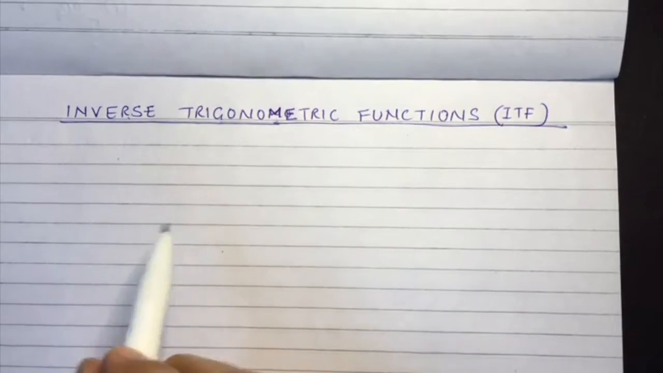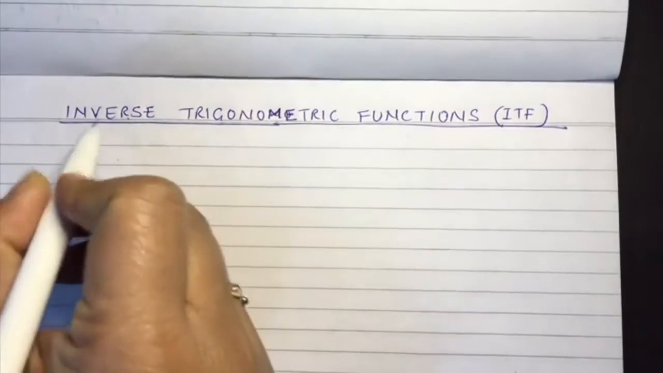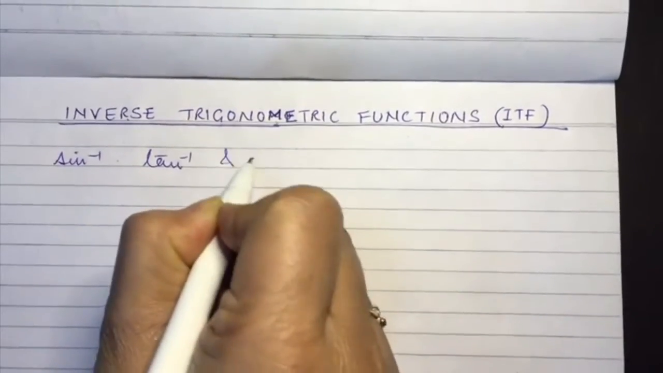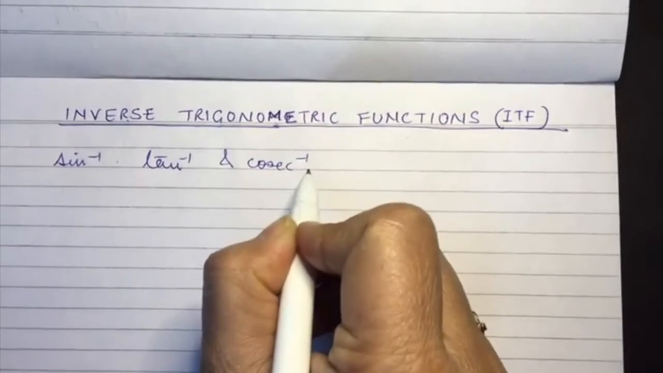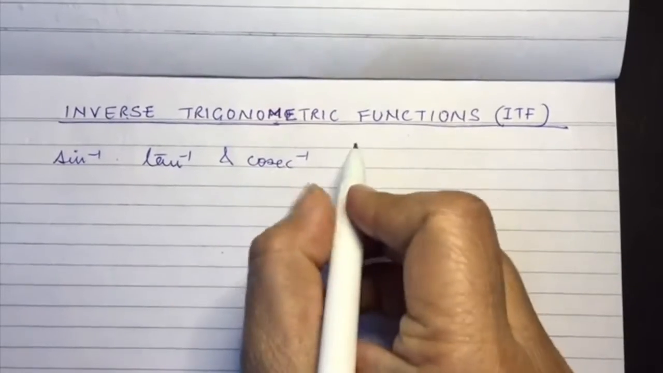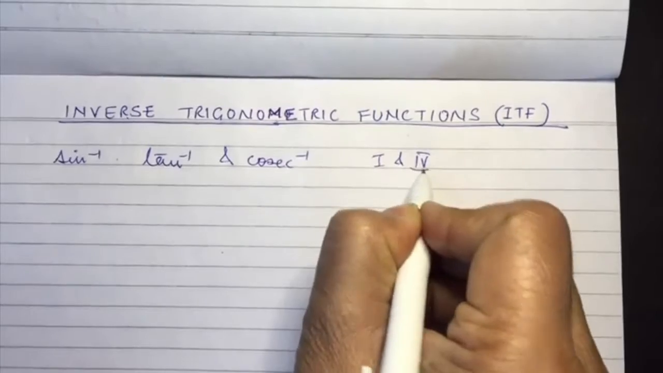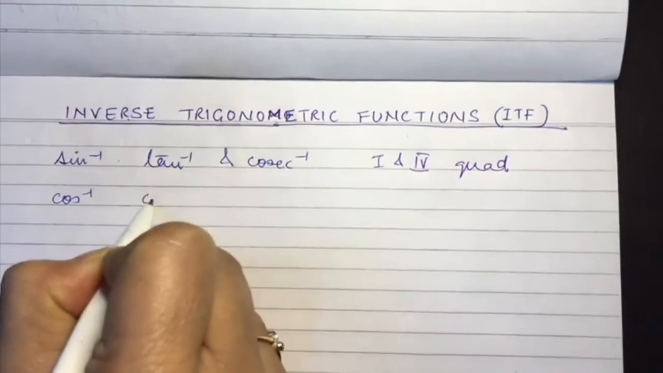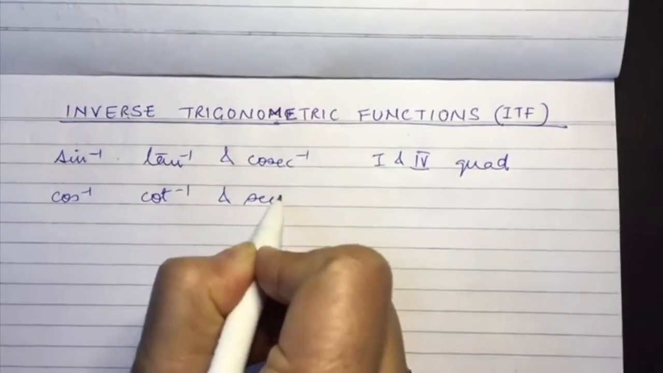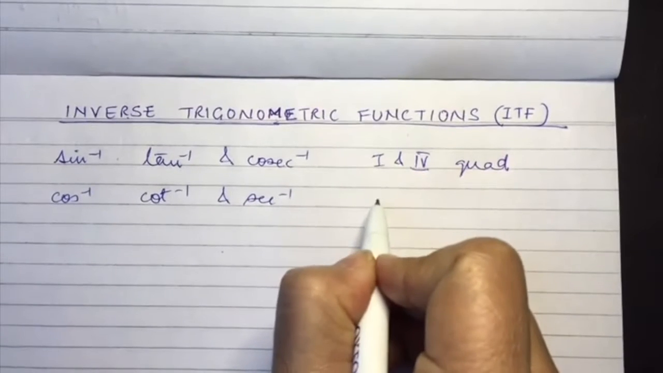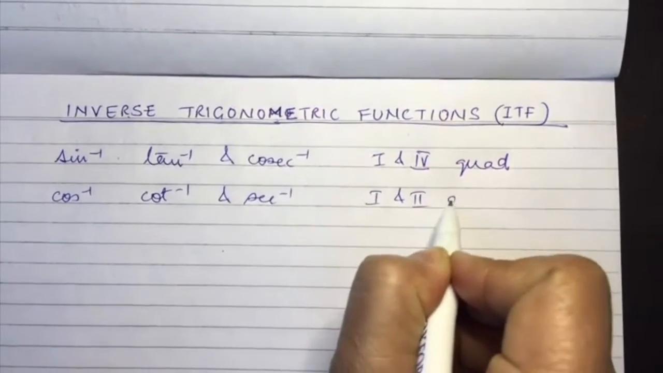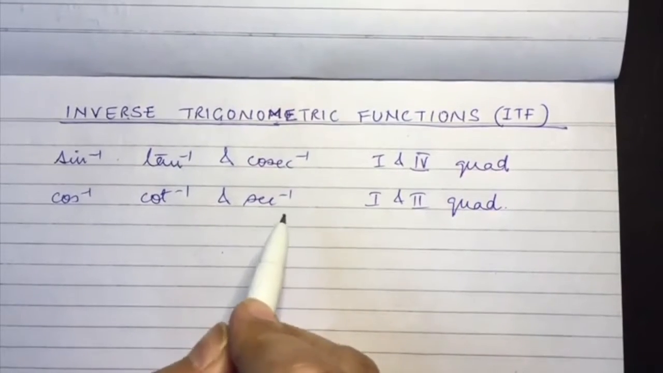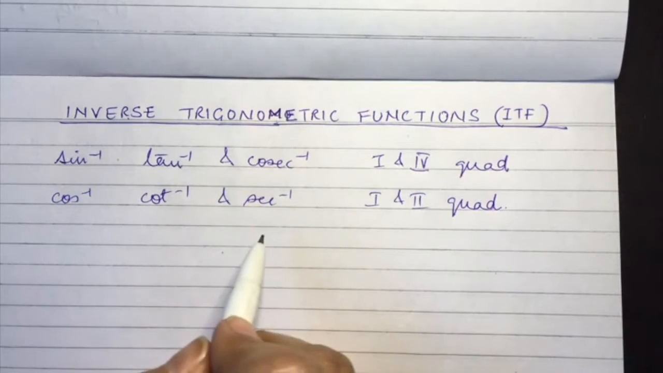As you all are now aware, the principal ranges of sine inverse, tan inverse and cosec inverse functions are the same, and that is they lie in the first and fourth quadrants, whereas those of cos inverse, cot inverse and sec inverse are similar, and they lie in the first and second quadrants. So let's use this knowledge to solve the various questions related to them.